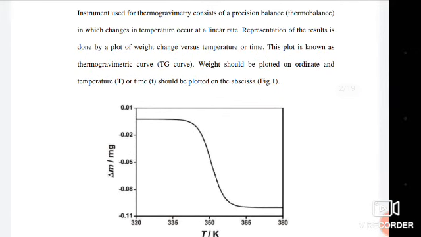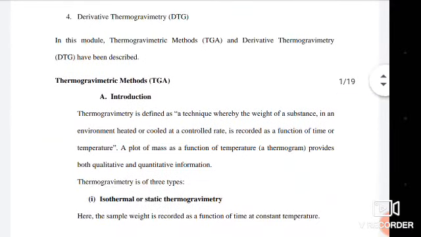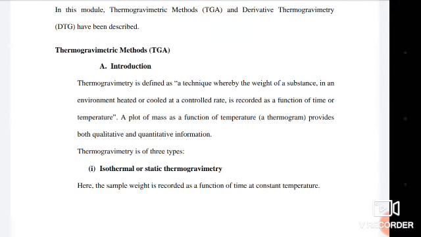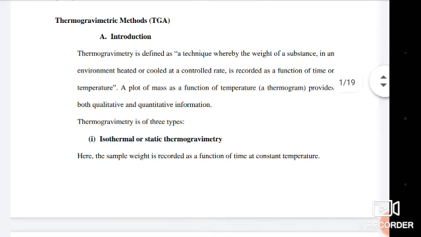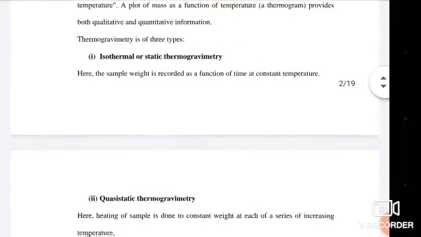The instrument used for thermogravimetry consists of a balance. Thermogravimetry is a technique whereby the weight of a substance in an environment heated or cooled at a controlled rate is recorded as a function of time or temperature, and a plot of mass as a function of time or temperature provides both qualitative and quantitative information.